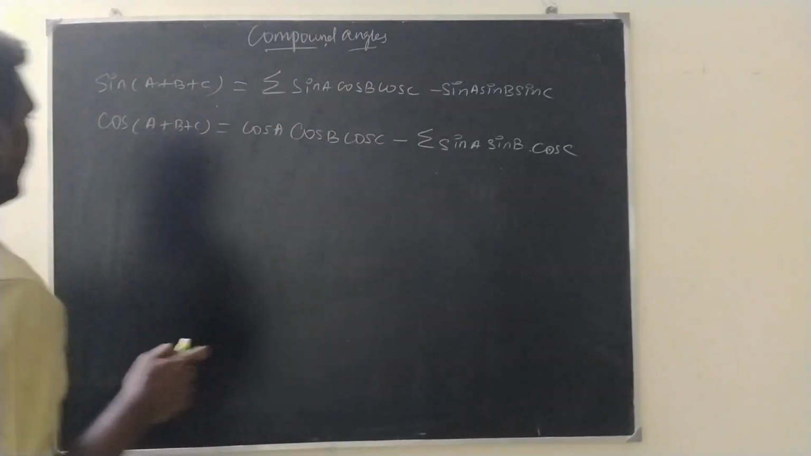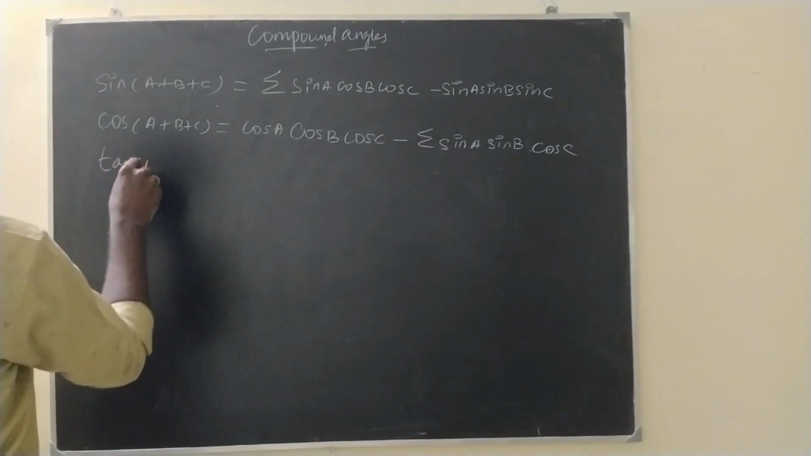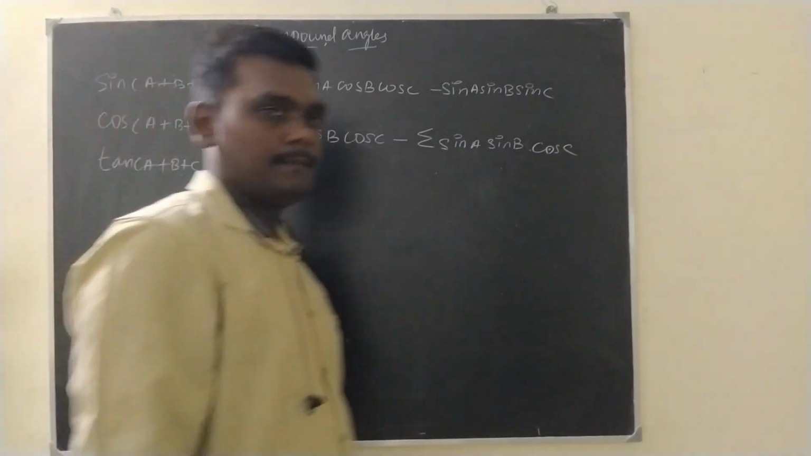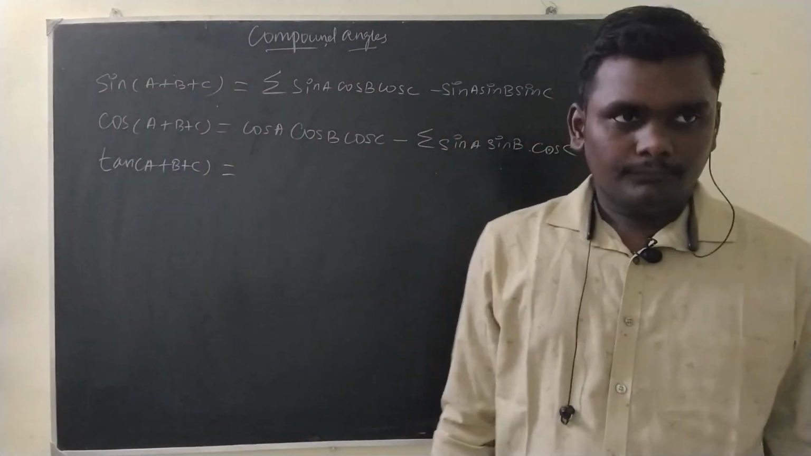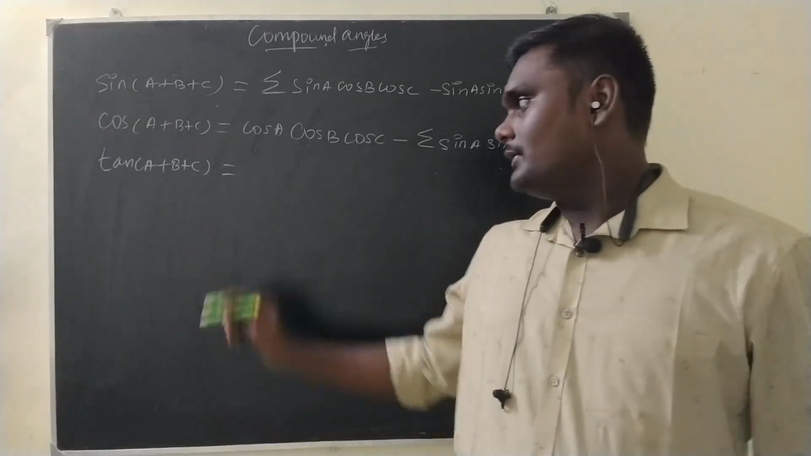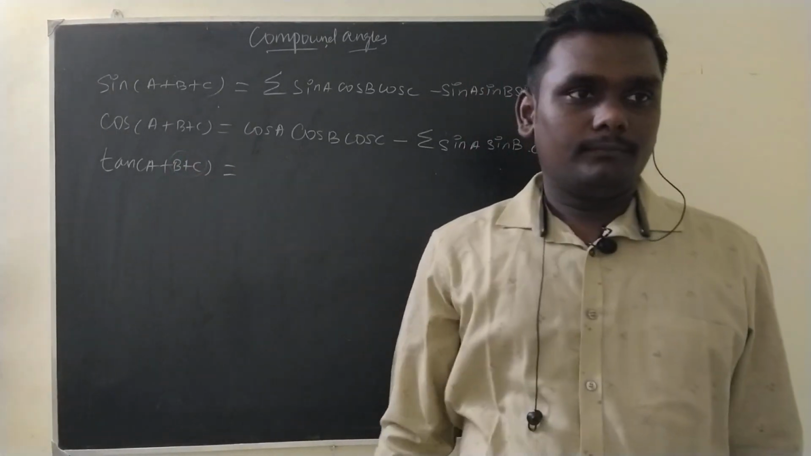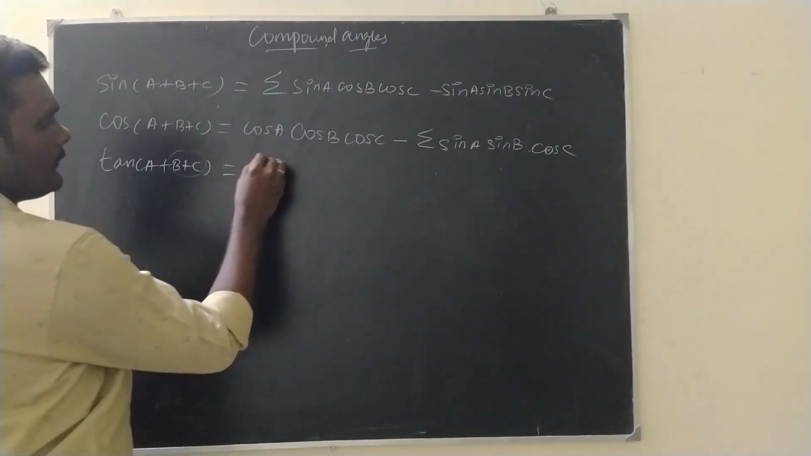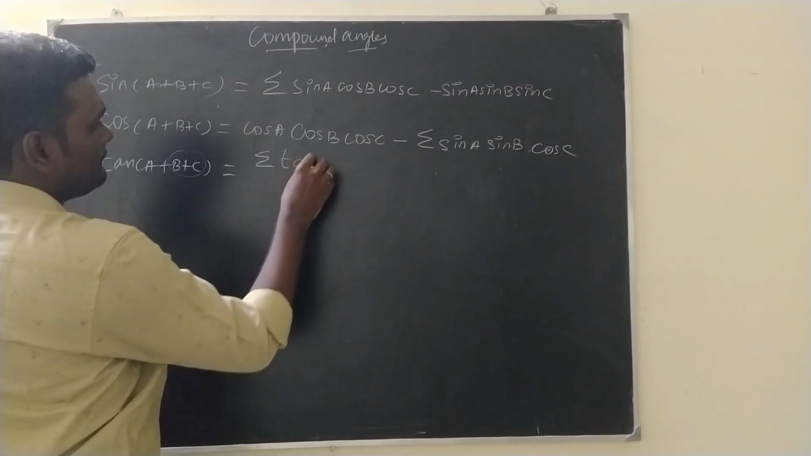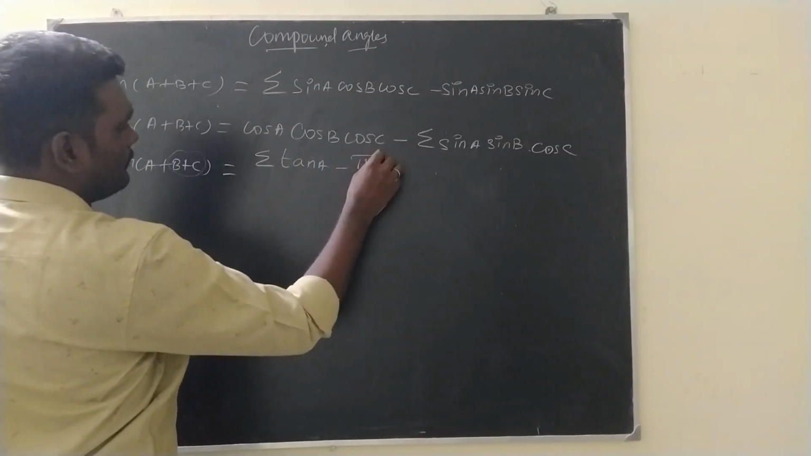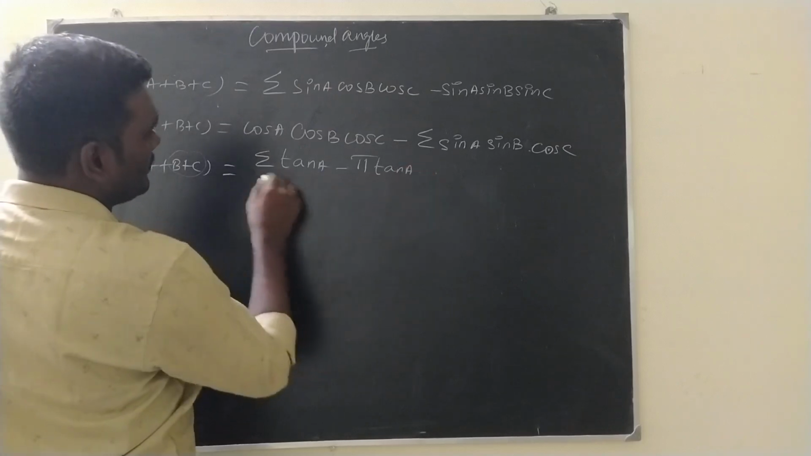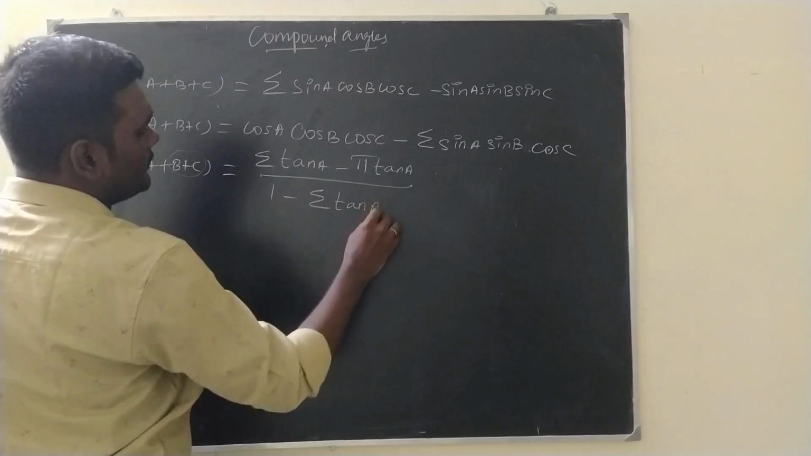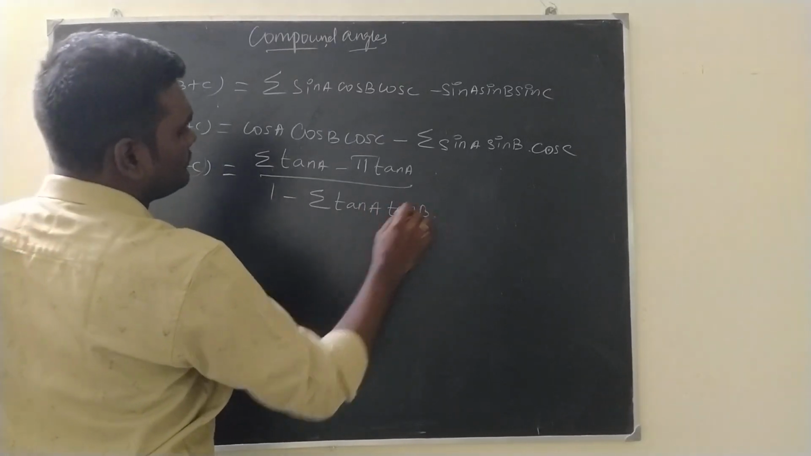The same way, we have tan A plus B plus C as well. Guess how we can work this out? In the tan A plus B form, we can group any 2 as 1. If you do so, you may get sigma tan A minus product of tan A, divided by 1 minus sigma tan A tan B.